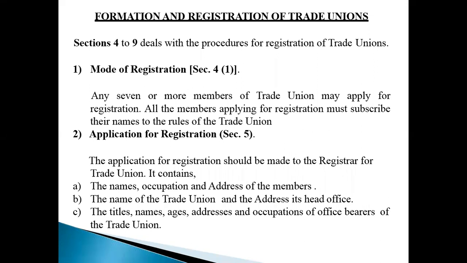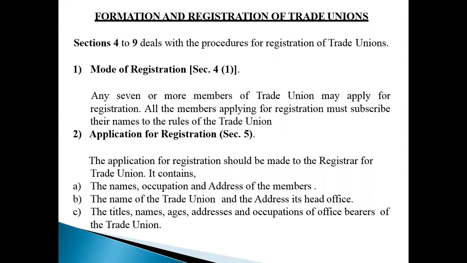Any 7 or more members of a trade union may apply for registration. All the members applying for registration must subscribe their names to the rules of the trade union. So it is not much difficult to understand this point: any 7 members or more. We require a minimum of 7 members for the mode of registration under section 4(1). Then application for registration: you have to put in an application for registration, that is under section 5.